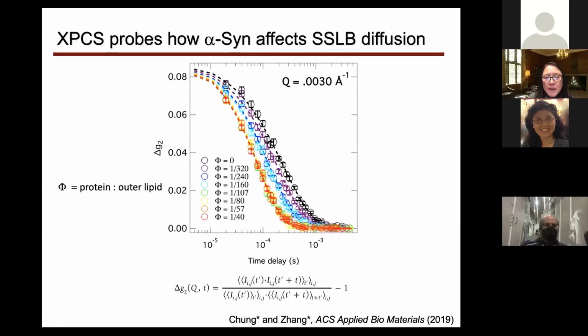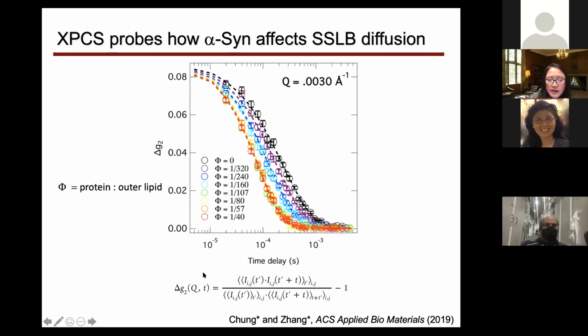And so the black one is the case when you just have the SSLB without any alpha-synuclein. And as you dial in the alpha-synuclein, you actually see the shift, or the faster decay, of the correlation curve as a function of time, suggesting that the diffusion changes. The diffusion time through this volume is actually changing as you increase the alpha-synuclein to lipid ratio.